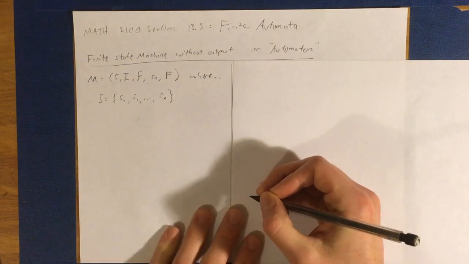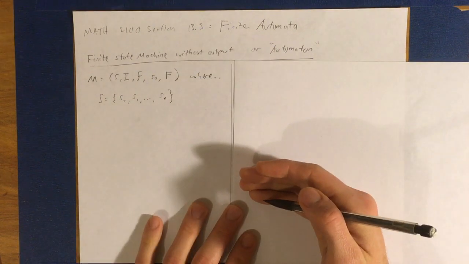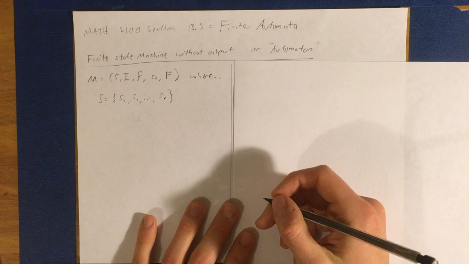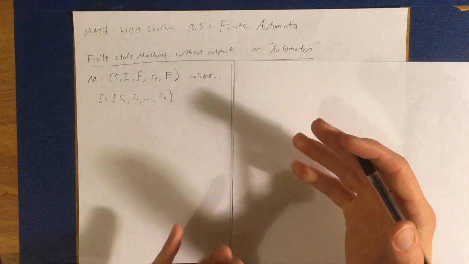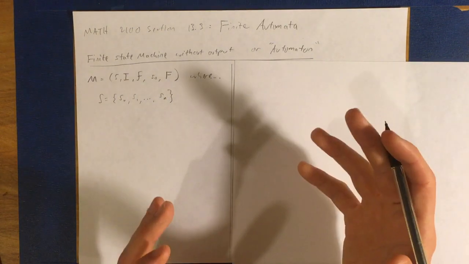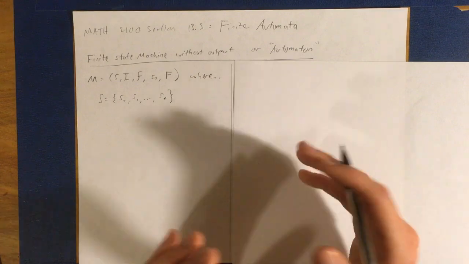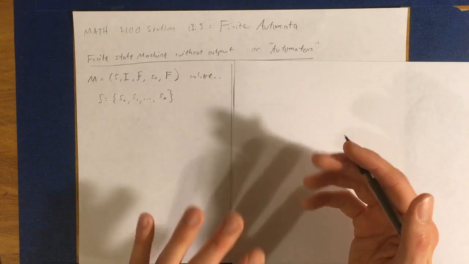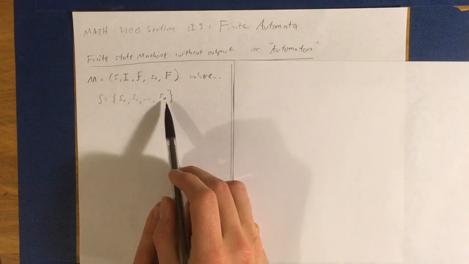Now, the fact that this is called a finite state machine means that there needs to be a finite number of different states. These states could have different names, but just for the sake of simplicity and uniformity, we're just going to always refer to them as s0 through sn.